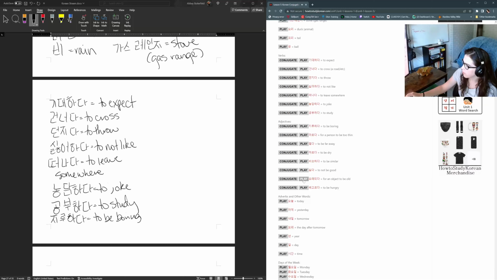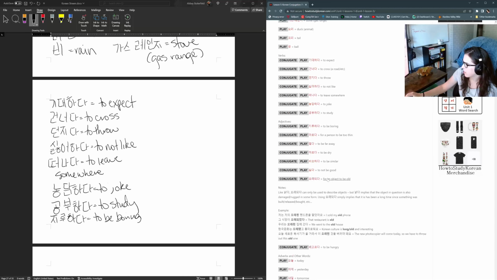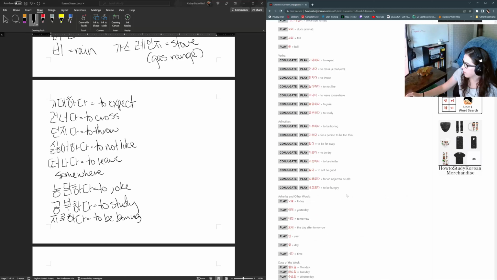오래되다. The more I listen to it, the more it doesn't sound like how it's spelled. So 낡다, which is to be old, implies that the object in question is also damaged or rugged in some form. Using 오래되다 simply implies that it's been a long time since something was built, released, or bought. Okay, interesting. And 배고프다.